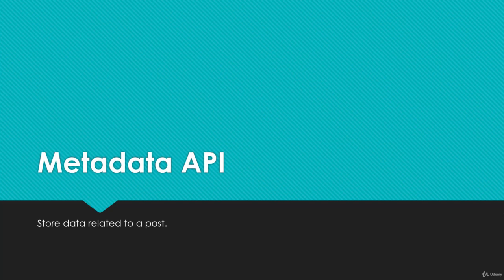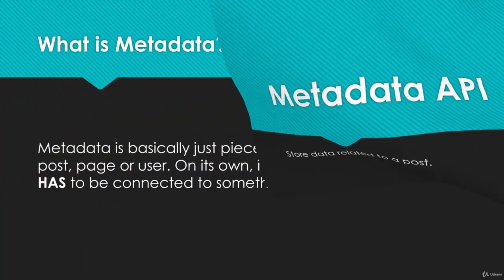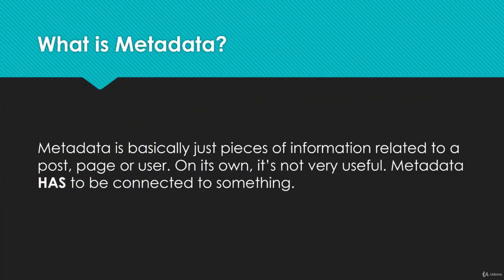Usually, you would try to create a database table and have it store the data. However, WordPress allows us to use something called the Metadata API. What is metadata? Well, metadata is basically just pieces of information related to a post, page, or user. On its own, it's not very useful. Metadata has to be connected to something. We'll use metadata to add and store all the additional information we'll need for recipes. By using the Metadata API, we free ourselves of having to create a table and managing it in the database.